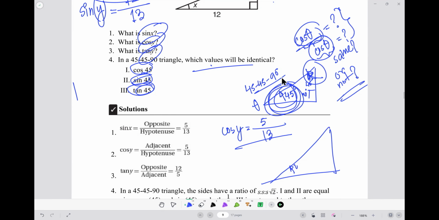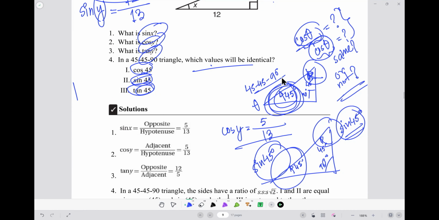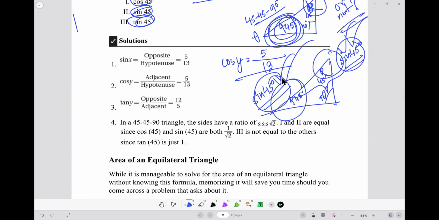This is 45, this is 45, and this is 90. Now apply sine 45 to this angle and sine 45 to the other angle, and find the value of each. Then compare whether these two sine 45 values are identical, equal, the same or not.